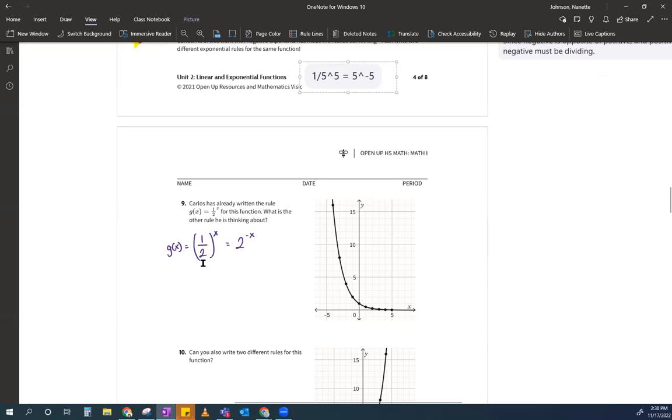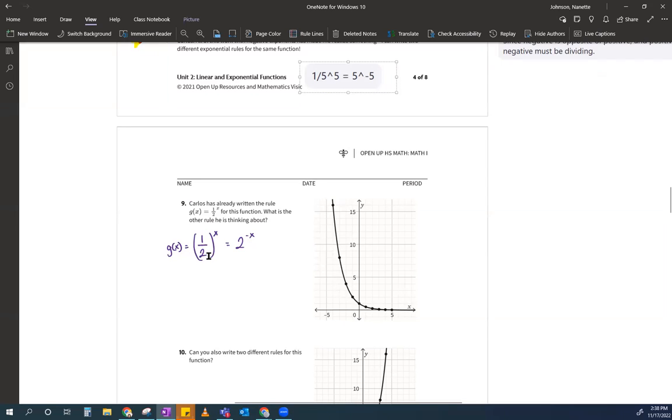Okay, so another way that I could have rewritten this one is 1/2 to the x. This is called an exponential decay problem. Another way to write it is 2 to the negative x. So again, this is what I need your brain to see. For those of you who speak 2 different languages.